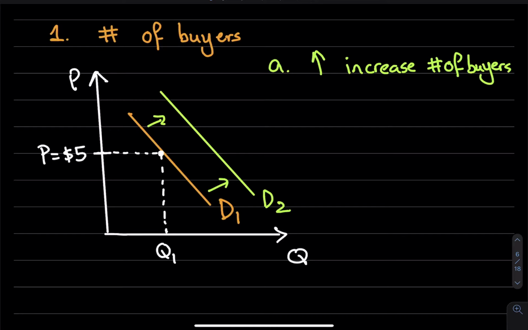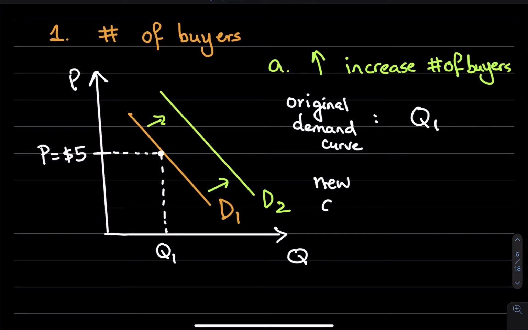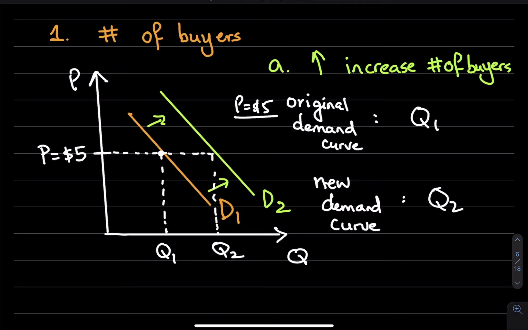It's as Q1. So on the original demand curve, the demand is given by Q1, and on the new demand curve, which is D2, at a price of $5, right? We're talking about a price of $5. What is quantity demanded? It's going to be something that's larger than Q1, okay? So it's going to be Q2. So Q2 is greater than Q1, right?